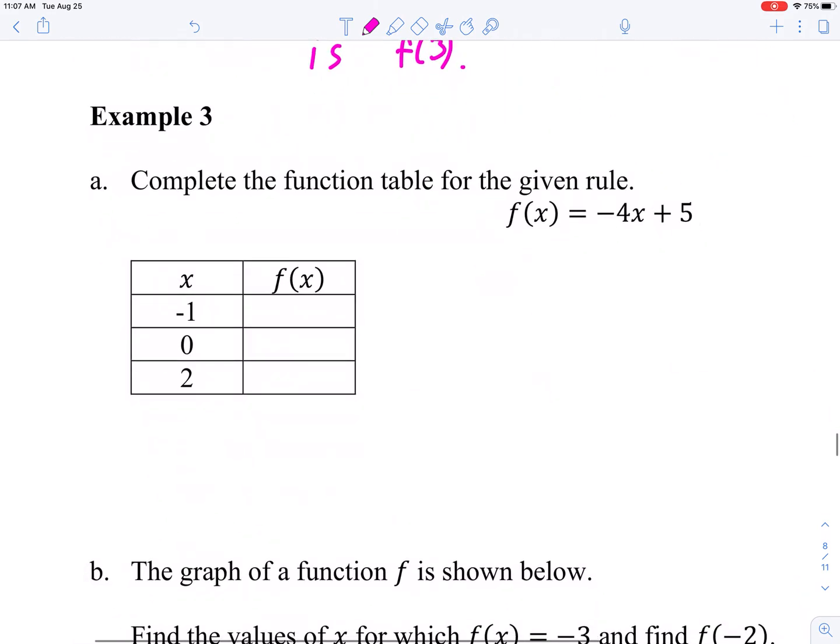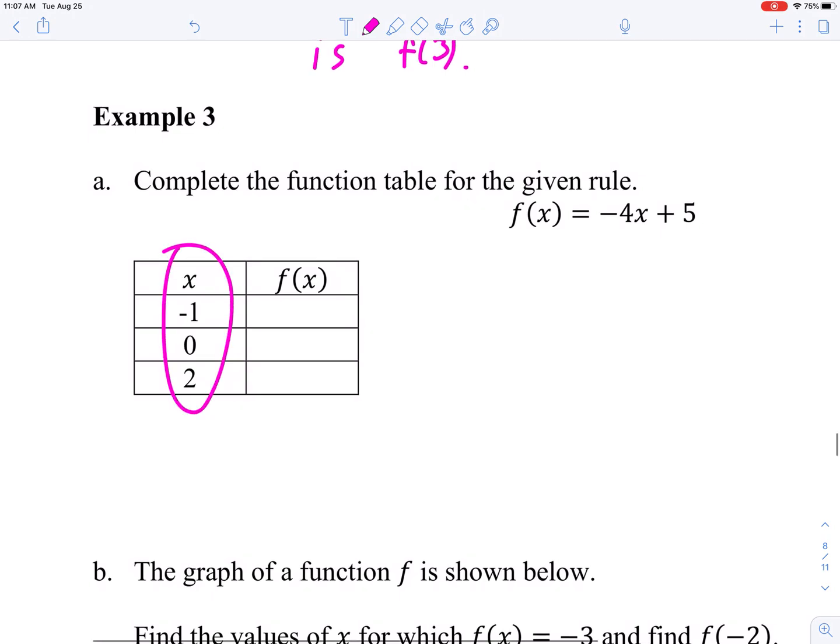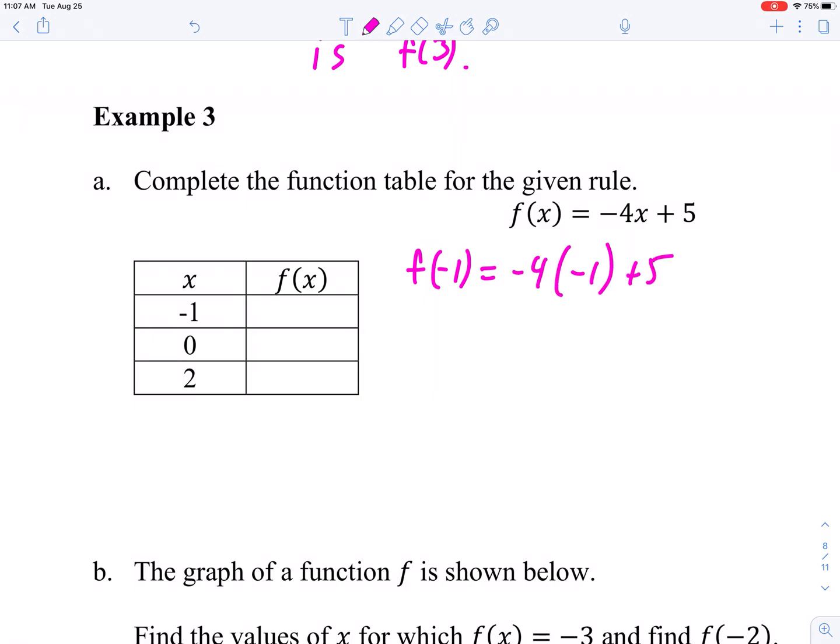All right, example 3. Complete the function table for the given rule. So what they're saying is, here's the x values, here's the formula, here's the function. Let's do some plug and chug, right? So for an x value of -1, in other words, we're going to calculate what is f of -1. So plug it in. You can use a calculator, of course. We're going to replace all the x's with a -1. If you calculate that out, what do we get? 4 plus 5 is 9. So f of -1 is 9.